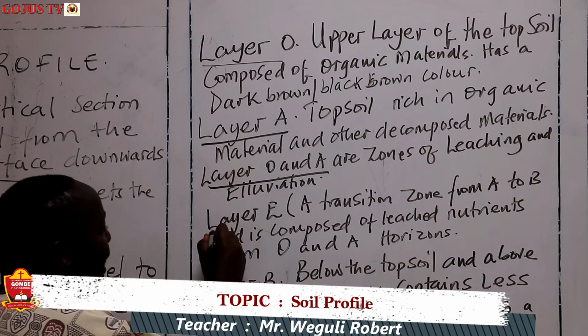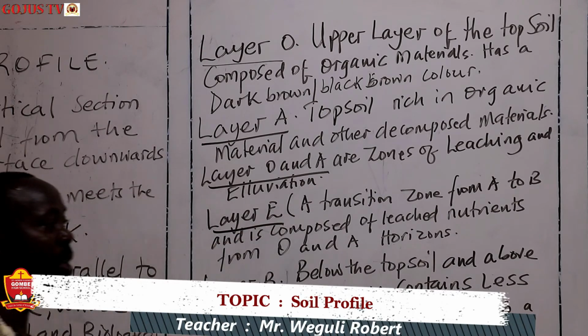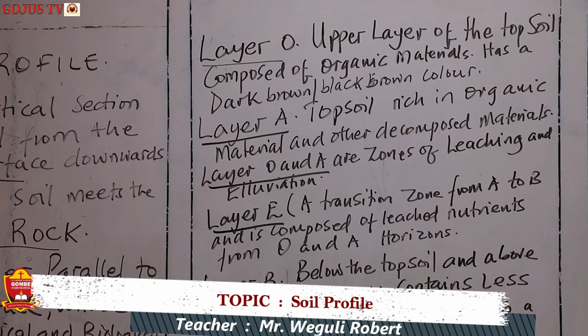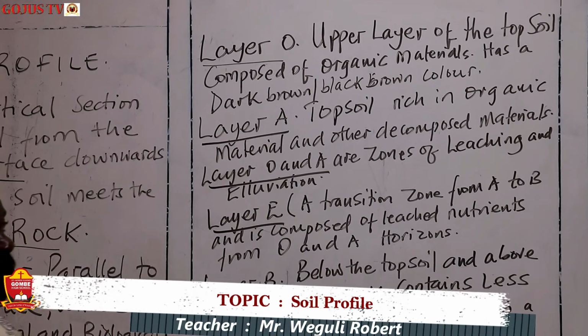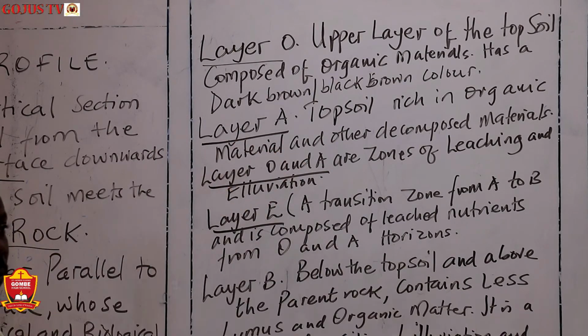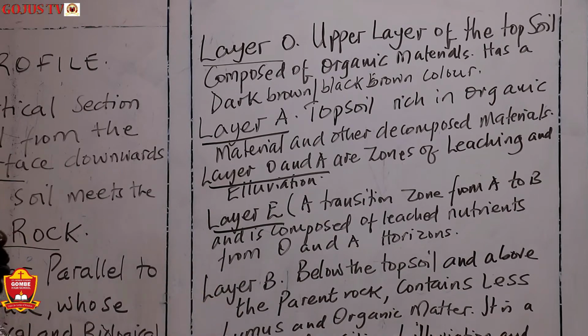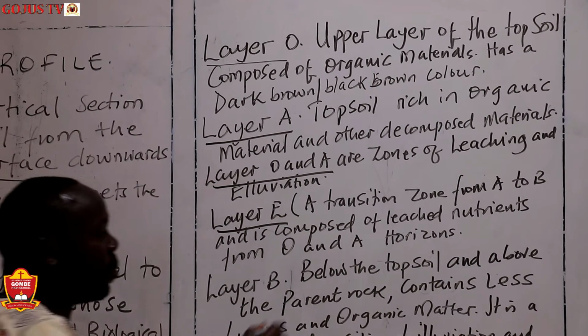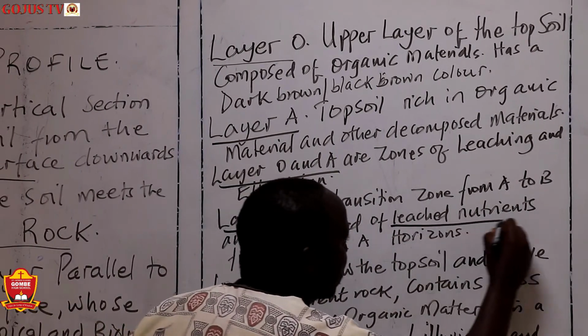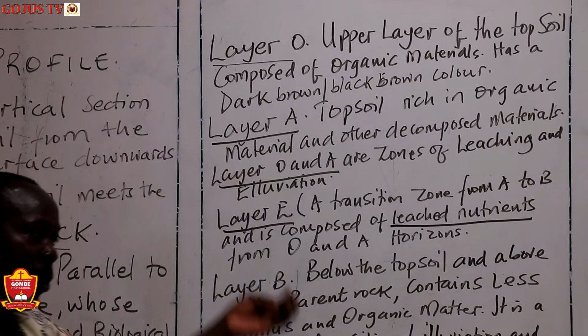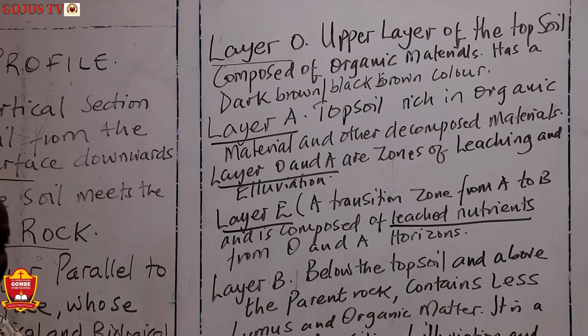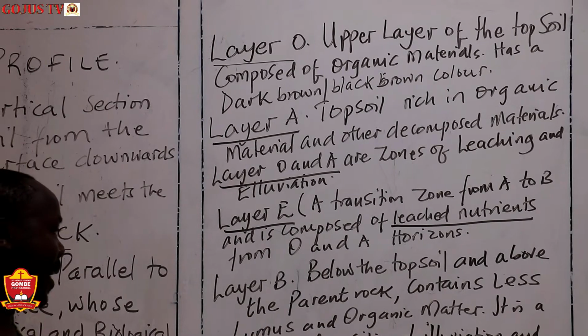Then we also have layer E, which may not have been mentioned in the previous layers. But this layer E is a transition from A to B, from the topsoil to the subsoil, and it is composed of leached nutrients. It is where the topsoil ends and the subsoil begins. There is a transition point. We call that one layer E.